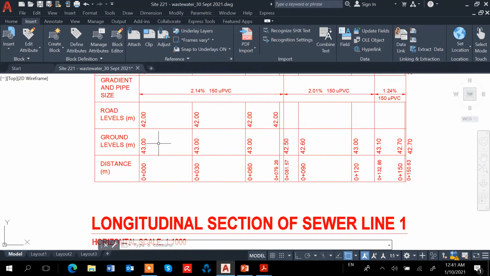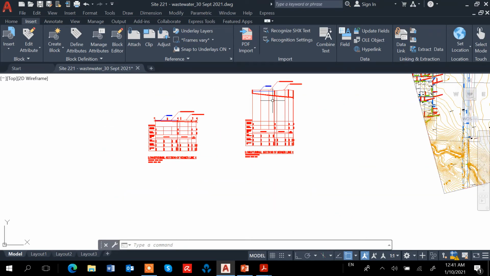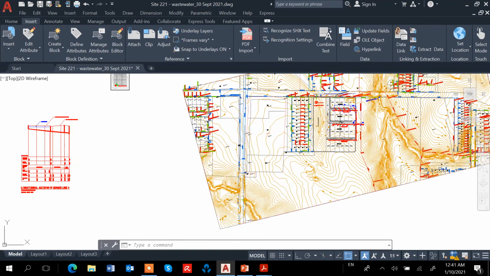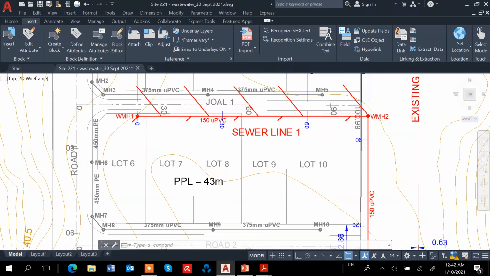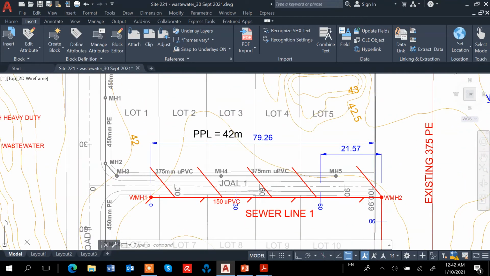Actually, I think we do the ground level. This one will be the ground level of 43, because along this one, lots 6 to 10, we check the platform, and this 43 is a suitable one. So 42.